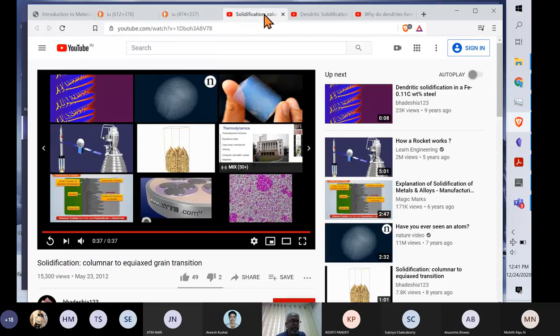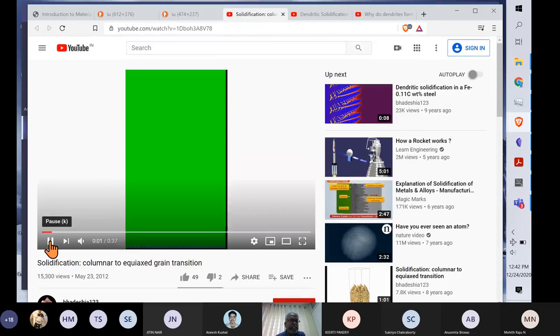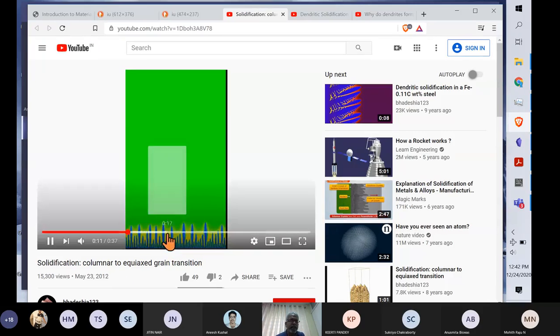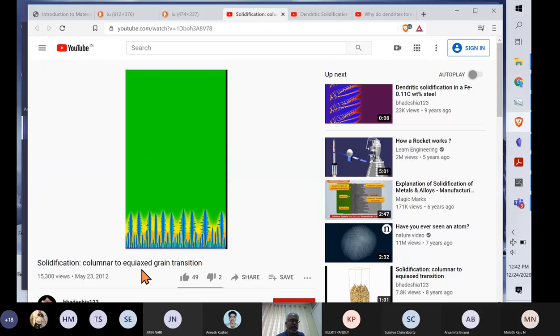And I have a couple of these videos as well, so I might as well show them. This is a simulation though. So this is columnar growth in a 2D crystal simulation. So you see all these grains that are growing preferentially along specific directions.